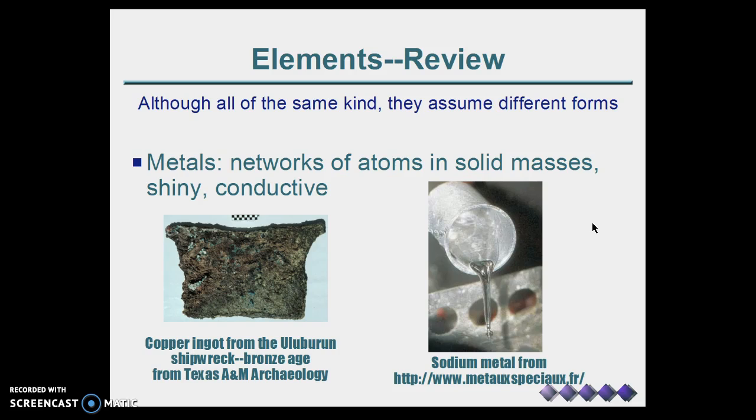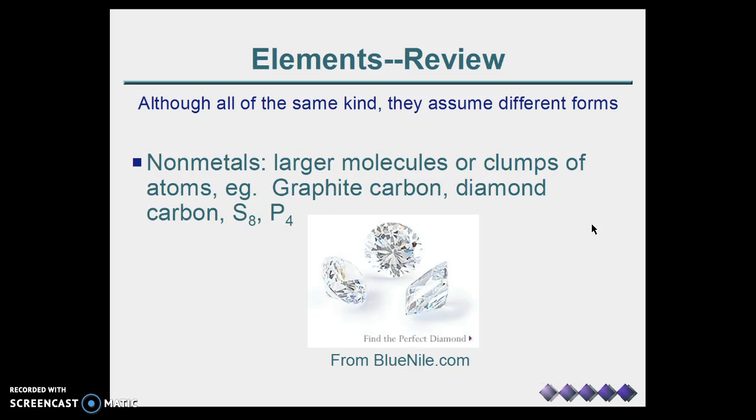Now, metals are networks of atoms in solid masses. They are shiny and conductive of electricity. Nonmetals tend to be larger molecules, or they are clumps of atoms. So graphite carbon and diamond carbon are two allotropes of carbon. Sulfur, in one of its forms, comes in a cycle of 8 atoms, and phosphorus comes in a package of 4.